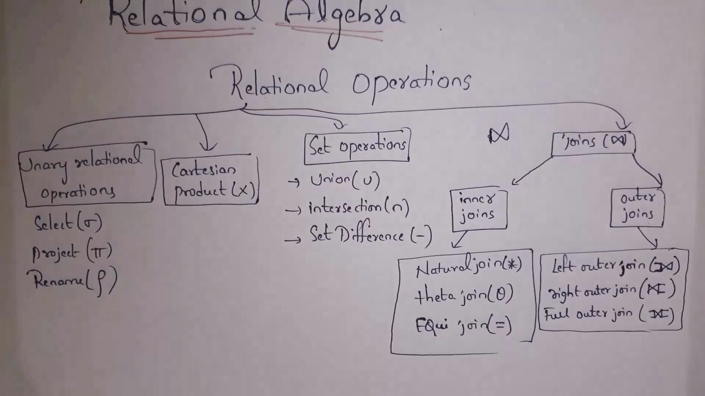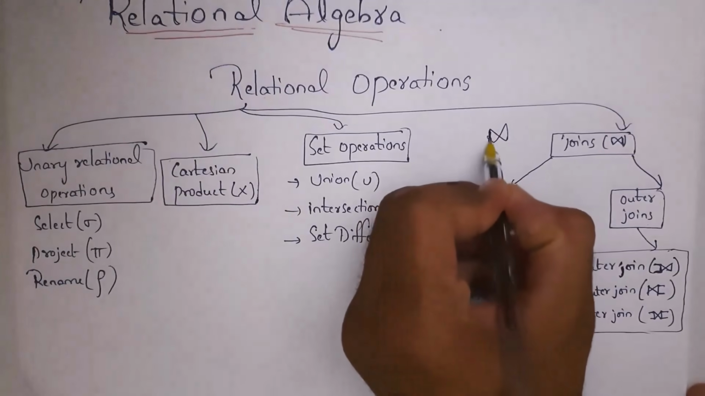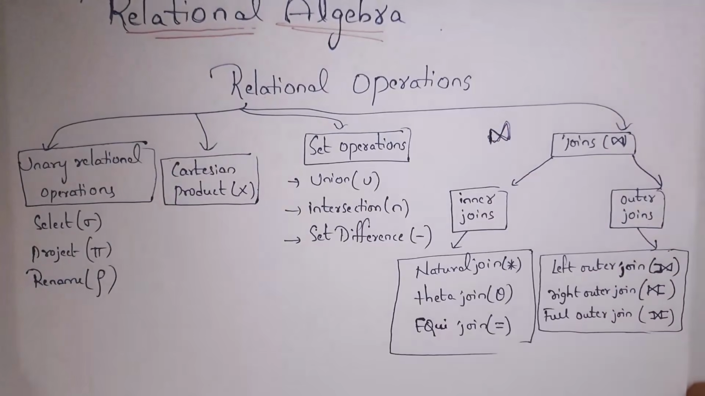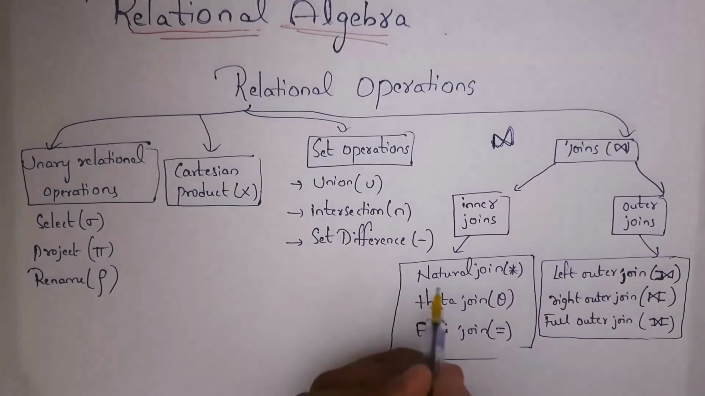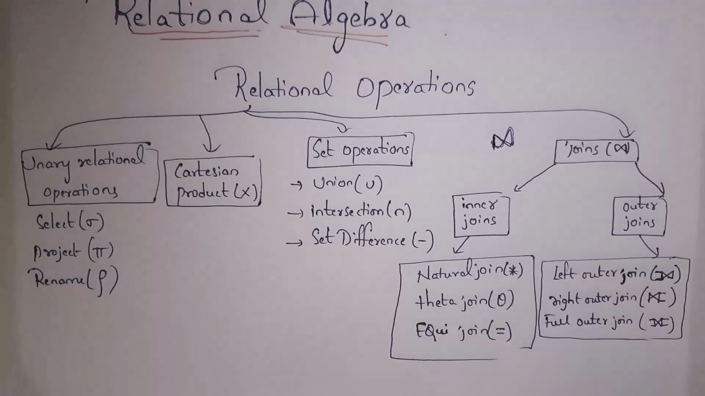Next I will explain joins. Guys, this is the symbol that we use for joins. Joins are classified into two types: inner joins and outer joins. Inner joins contain natural join, theta join and equi join, whereas outer joins contain left outer join, right outer join and full outer join.